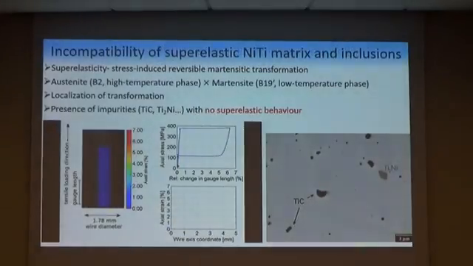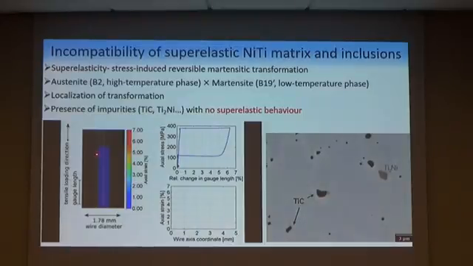So at first, I will briefly remind what superelasticity is. Superelasticity is a stress-induced reversible martensite transformation from B2 austenite to the monoclinic B19' martensite in the case of nitinol. You can see an example of one superelastic loop here. It is possible to obtain almost constant transformation stresses, and the distribution of strains in this wire is inhomogeneous.